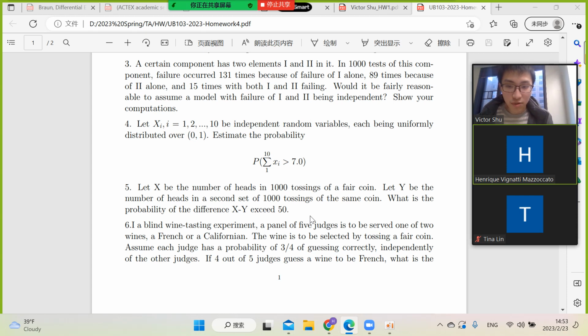So x and y are random variables following a binomial distribution. And what I need to know is what's the expected value of x minus y as a whole as a random variable, and what's the variance or standard deviation of it.